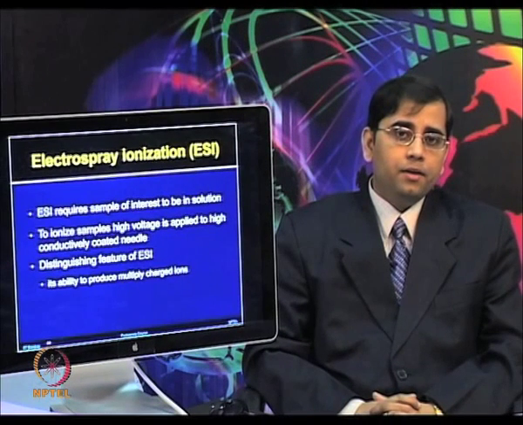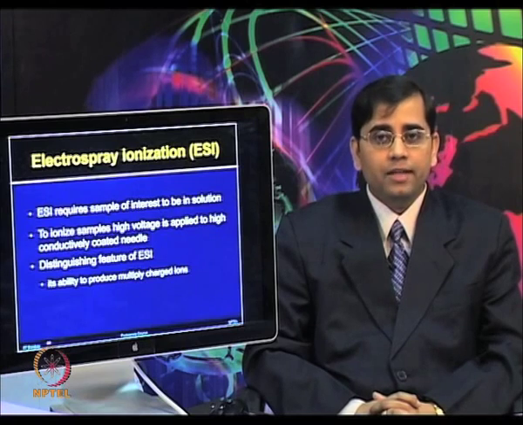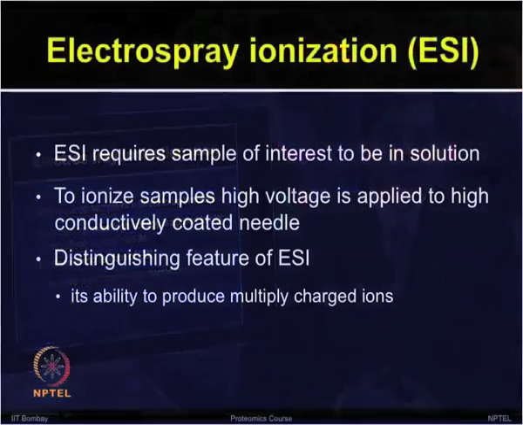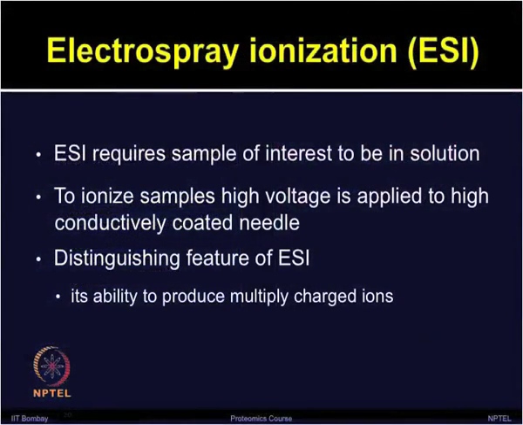So, ESI requires the sample of interest to be in solution. To ionize the samples, high voltage is applied to a highly conductive coated needle. This voltage results in the sample becoming charged, either positive or negative. The positive ions are primarily used for the analysis of proteins.